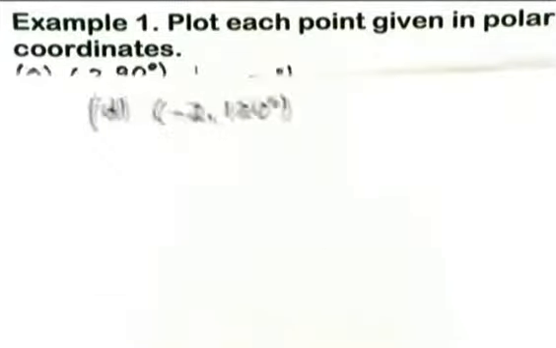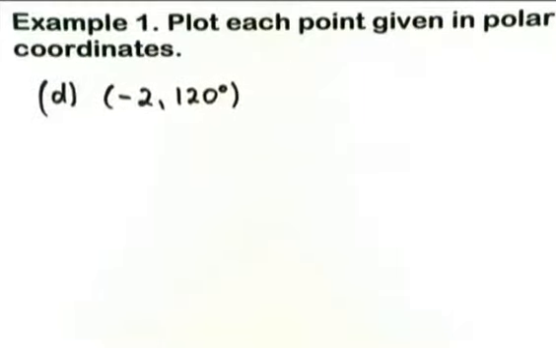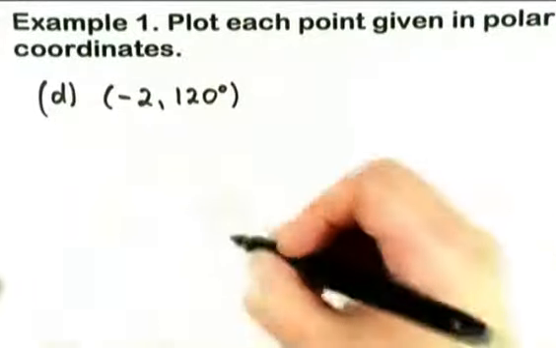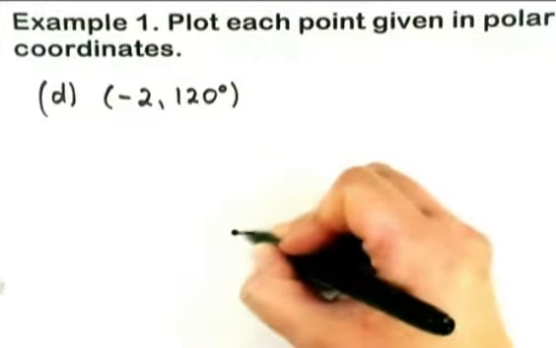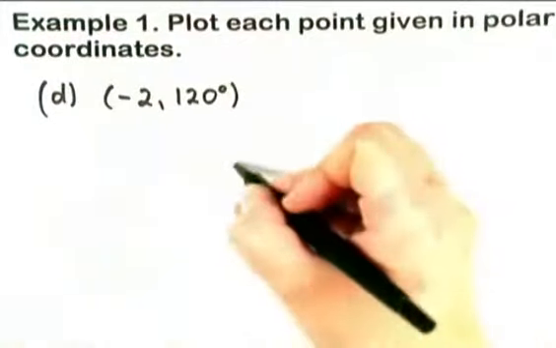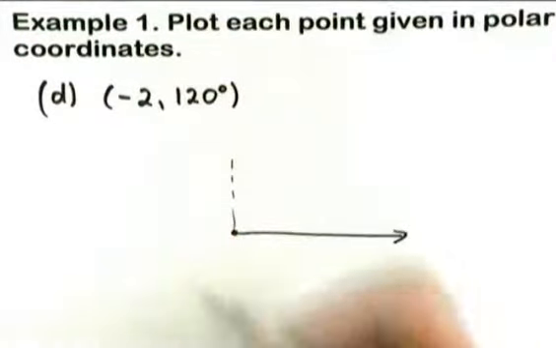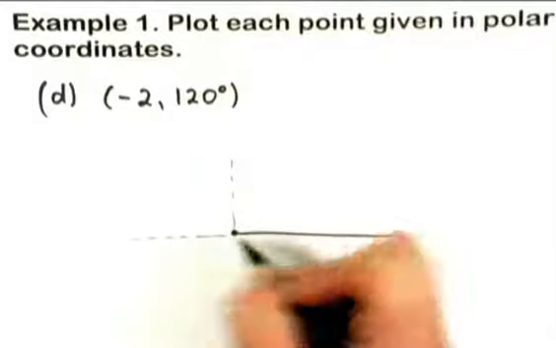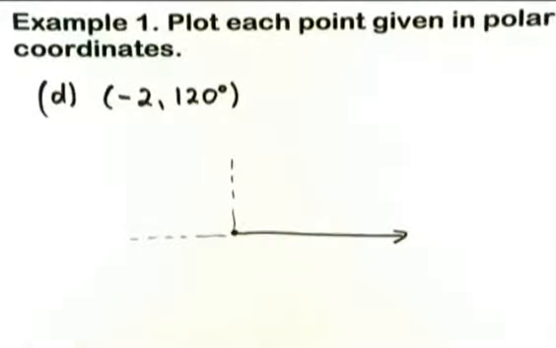And we have one more point to plot. D is -2 and 120 degrees. We always start with the pole and the polar axis. And now we measure 120 degrees. So here is the 90 degree angle, here is the 180 degree angle. So 90 plus 30 degrees gives me 120.